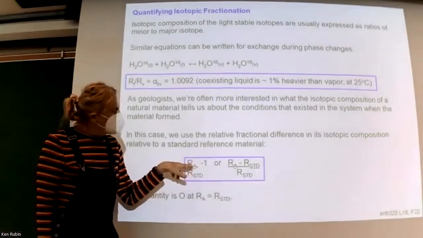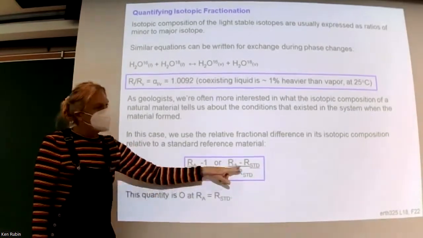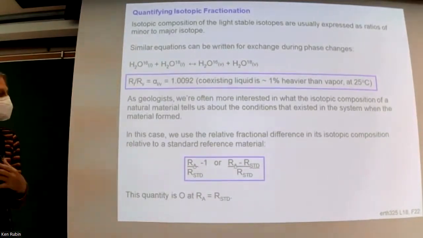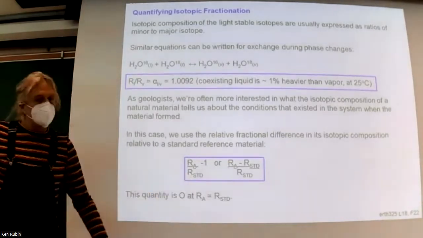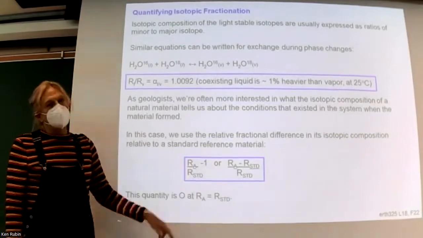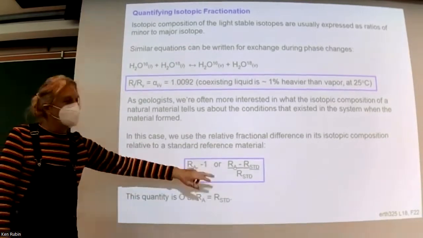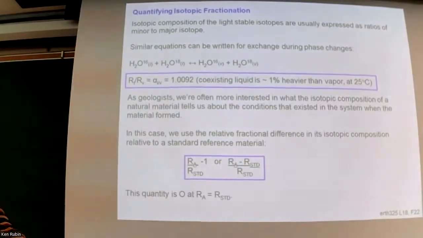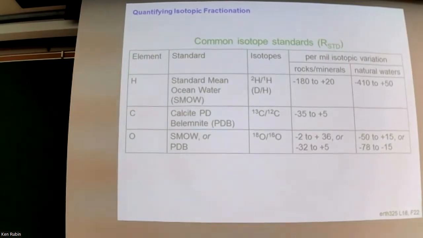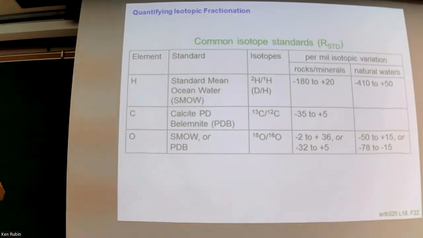You can also write the same equation this way, R sample minus R standard over R standard. These are mathematically equivalent to each other. We're really looking at the fractional deviation of our material relative to a standard. And when this value is 0, then our material has the same isotopic composition as the standard. Okay? When it's the same, this ratio becomes 1, 1 minus 1 is 0. I have everyone with me? Okay. So there are some values of that standard for the three elements that we're talking about.